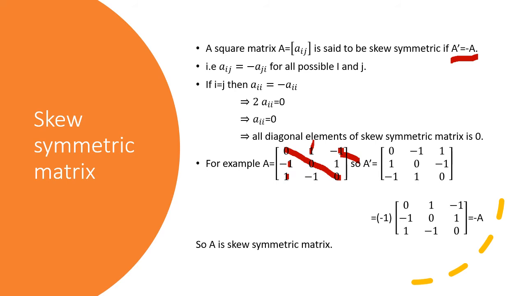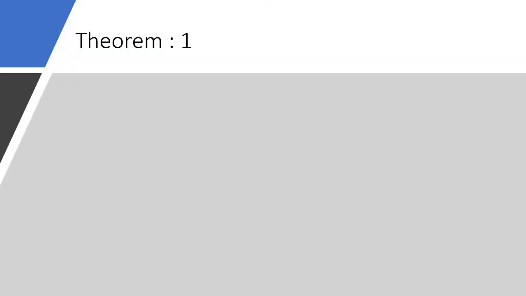I hope students you have easily understood the definition of symmetric matrix and skew symmetric matrix. Now on the symmetric and skew symmetric matrix we have two theorems. So let me see theorem 1 and theorem 2. So first theorem: for any square matrix A with real entries, A plus A dash is a symmetric matrix and A minus A dash is a skew symmetric matrix.